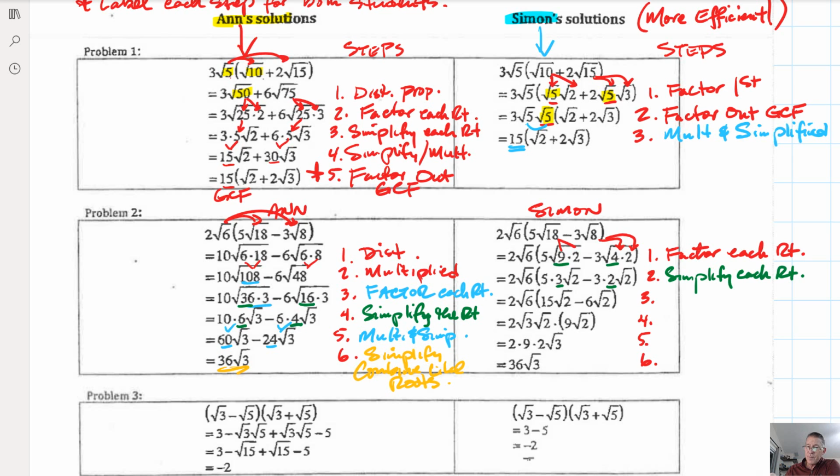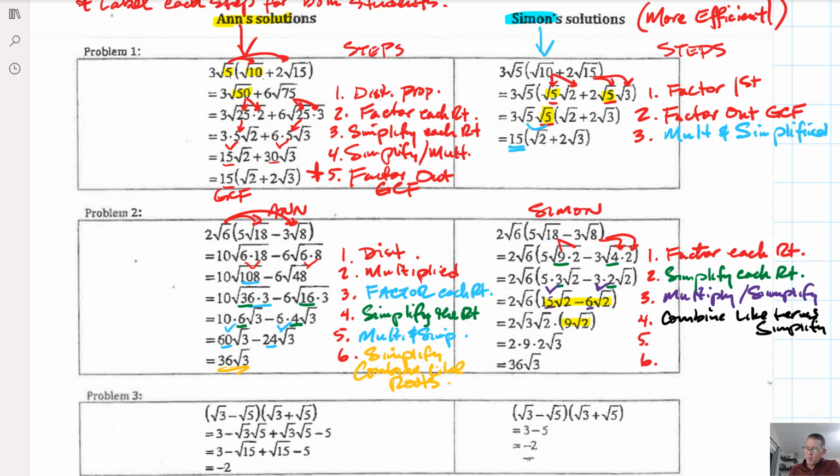And then what did we do? 5 times 3 is 15, and 3 times 2 is 6. So you multiply and simplify. As I keep on saying, 5 times 3 is 15, 3 times 2 is 6. Notice how I'm color coding everything too, so you can see it. And then, these are like terms, right? 15 root 2 minus 6 root 2 is 9 root 2. So you combine like terms. You can also say simplify. That would also work.